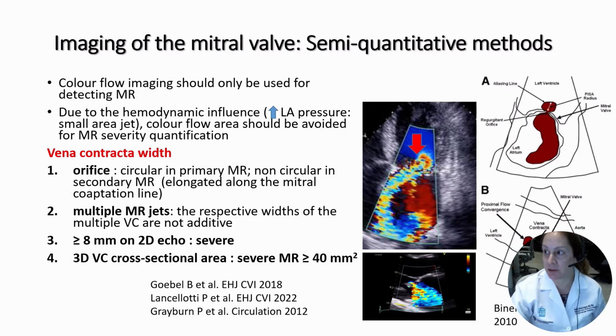There are also semi-quantitative methods such as the vena contracta width. As you can see, it's circular in primary mitral regurgitation and non-circular in secondary MR. If we have multiple MR jets, don't forget that they are not additive, so you cannot add them. Practically, we assess the vena contracta and the EROA from 3D reconstruction, and these are important measures when we have multiple jets or, of course, an eccentric jet.